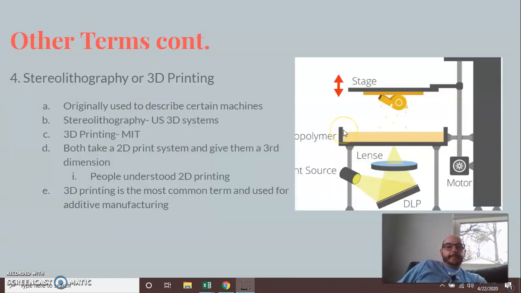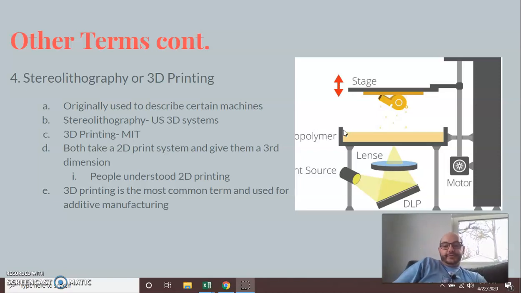Okay, so one of the originals, the ones that we originally know: stereolithography and 3D printing. They both originated describing specific machines, just like how IBM started out as the International Business Machines. They have expanded and make other products, okay? Stereolithography was created by the US company called 3D Systems. 3D printing was created by the Massachusetts Institute of Technology.